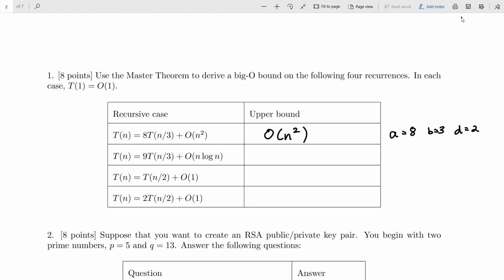Well, what are A and B? 9 and 3. So what's log base 3 of 9? I just said that was 2. So 2, and then we have to put a pure polynomial bound on O of n log n. So what's a D that would work? Anything bigger than 1 will work. In particular, there are lots of things less than 2 that will work: 1.5, 1.1, 1.01, whatever. So we can certainly find a D that's less than 2. So again, our answer is O of n squared. What about the next one?